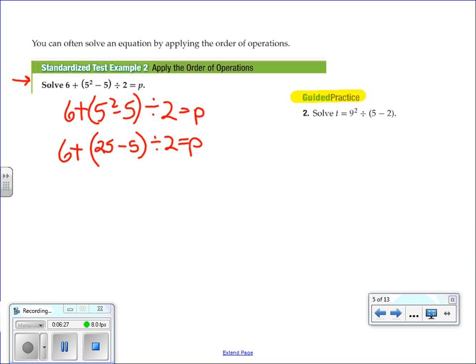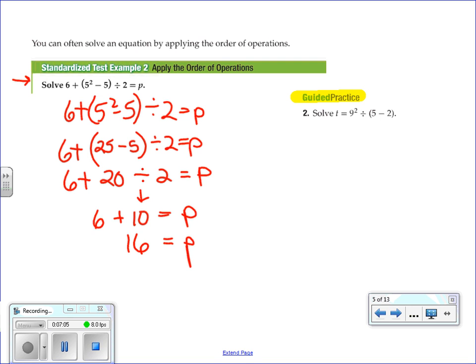So next I do my parentheses: what's 25 minus 5? 20, divided by 2, plus 6 equals p. What's my next step? Careful. Am I going to add 6 to 20? No, because I have to do division before addition and subtraction. Multiplication and division come first. So my next step is to divide 20 by 2, and I get 10 plus 6 equals p. So in fact, p equals 16.